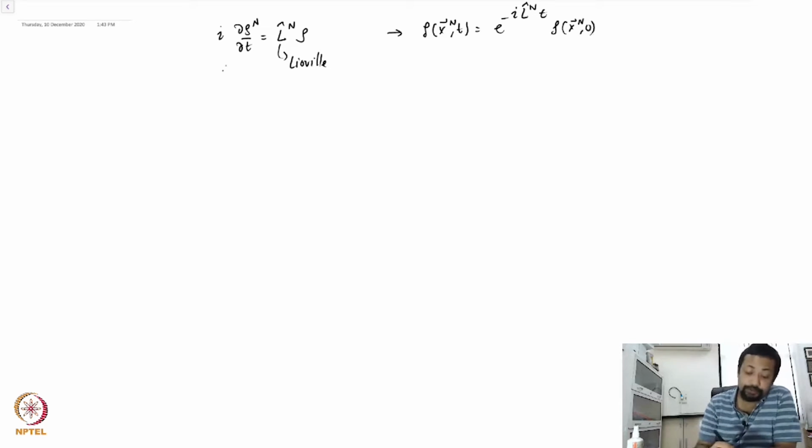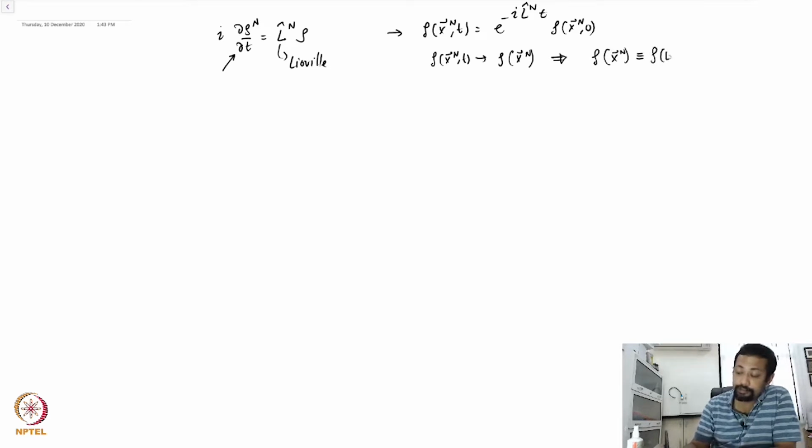We also saw that if we set the left hand side to 0, so that ρ(xN, t) goes to just a function of the phase space variables, this would essentially imply that ρ(xN) must depend only on the energy, where your total energy is given by the Hamiltonian, which is a function of xN.